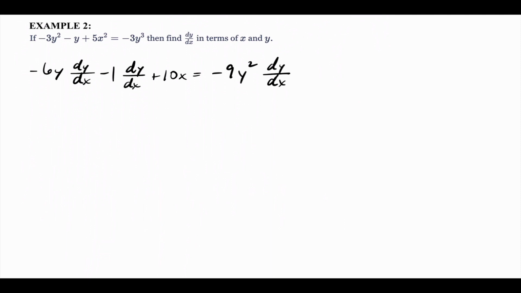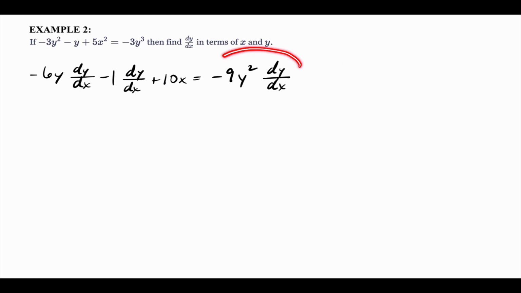All right, so I found the derivative of each of them. Anything with a y, I gave a dy dx. So there are 3 terms that have dy dx's. One of them doesn't. The derivative of 5x squared was just 10x. So what I need to do now, everything with a dy dx, I need to get on one side. Everything without a dy dx, I need to get on the other side.